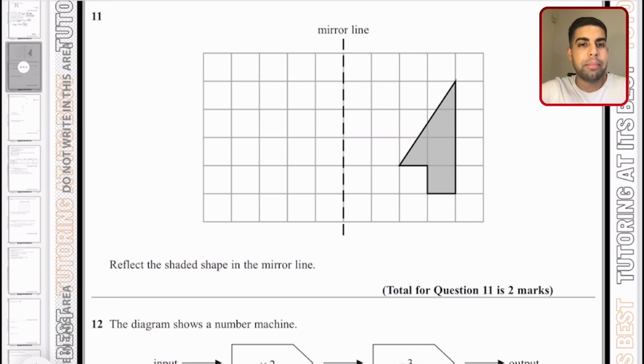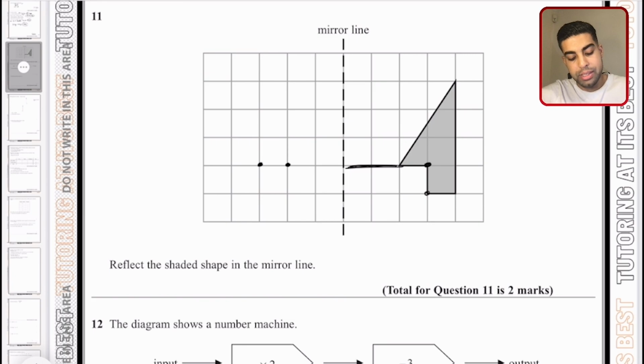Reflect the shaded shape in the mirror line. So the first thing we're going to do is find out the distance each point is away from that mirror line. So the first thing I'm going to do is see that it's 2 spaces away from the mirror line. So I'm going to put my dot 2 spaces away from my mirror line on the left hand side. We'll then do the same for our second point, which is just 1 away. So I'll also make another point 1 away.